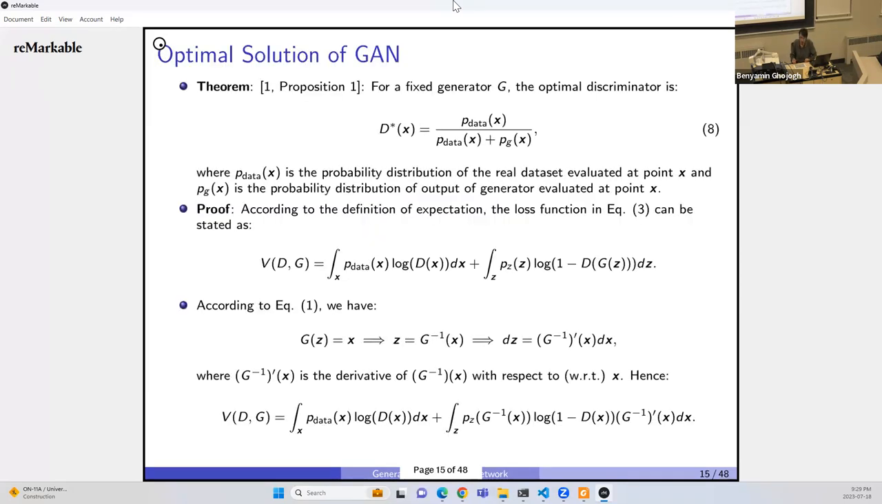Optimal solution of GAN. Now let's go to the theory of GAN. Please take a look at this. This is important. Theorem one. Assume we have a fixed generator G. Do you remember I said in alternating optimization, once we assume G is fixed, now let's find the best discriminator D. We are going to do that. For a fixed generator G, the optimal discriminator D star is P of data over P of data plus P of G. P of data is the distribution of the data set. P of G is the distribution of generated data. Let's see the proof.